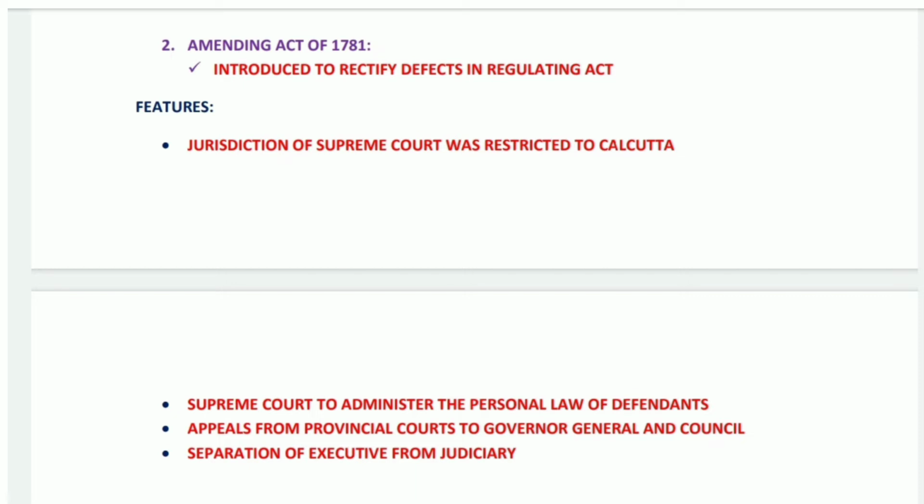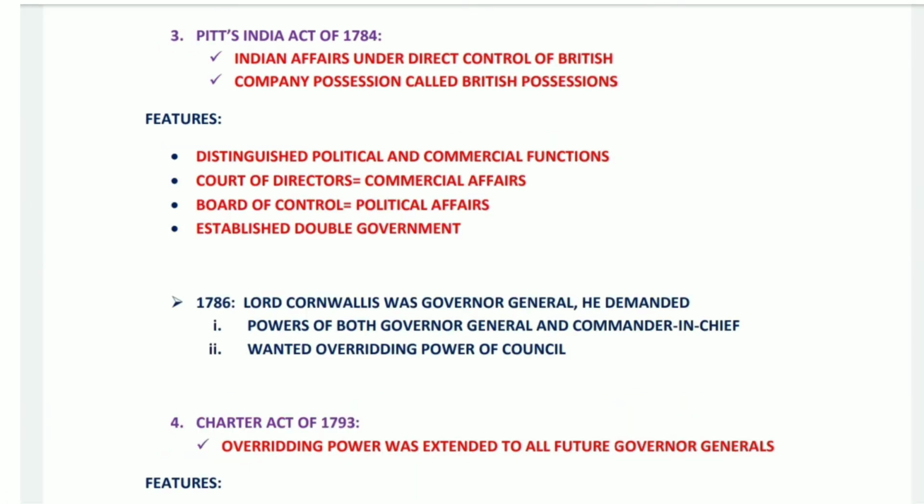So, after the Amending Act of 1781, the next important act that came was Pitt's India Act of 1784. So this act is very significant, and it is one of the milestones in Indian constitutional history, because for the first time company possessions were called British possessions, and the British got more control over company affairs.